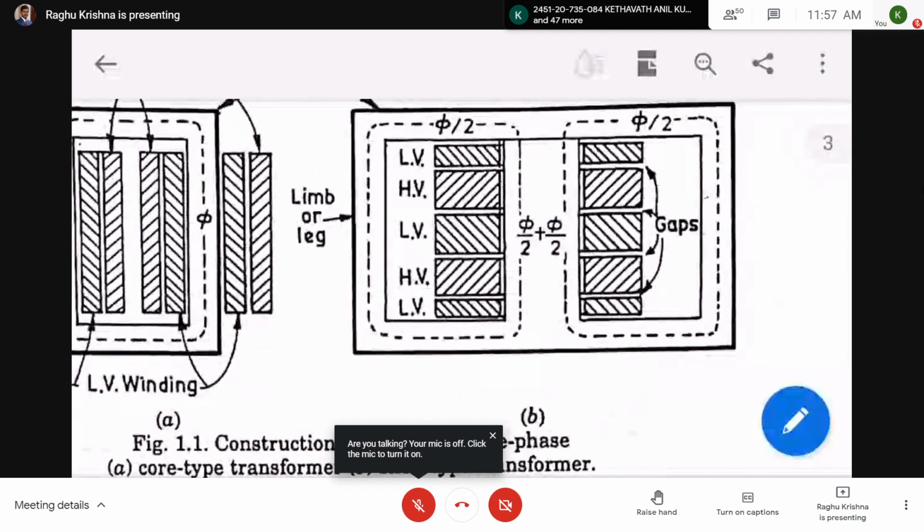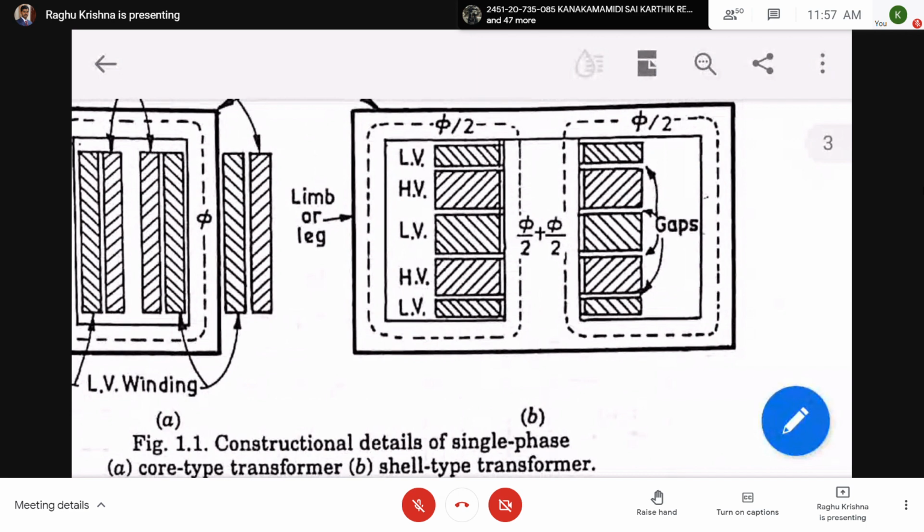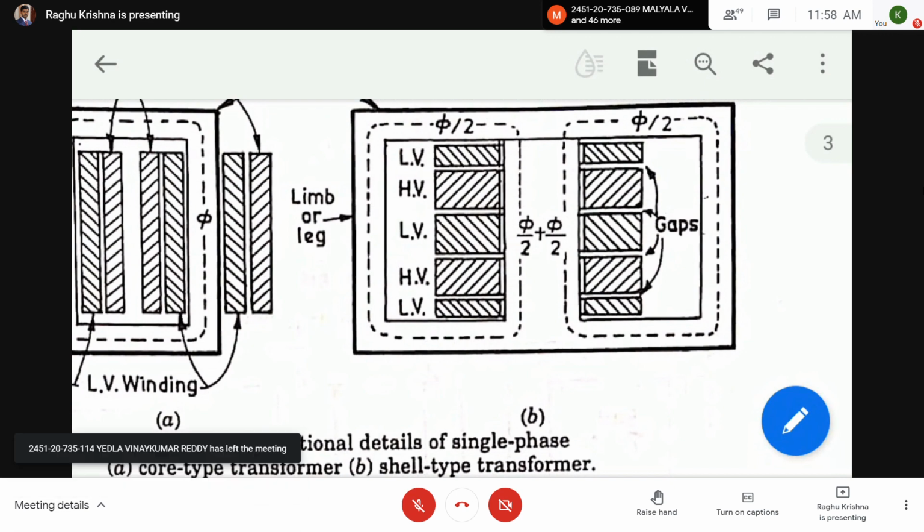So here the LV winding and HV winding are interleaved. First we are going to have LV winding, next HV winding, then LV winding, then HV winding, placed alternately. So why is this type of arrangement used? In order to reduce the leakage flux, this type of arrangement is made.